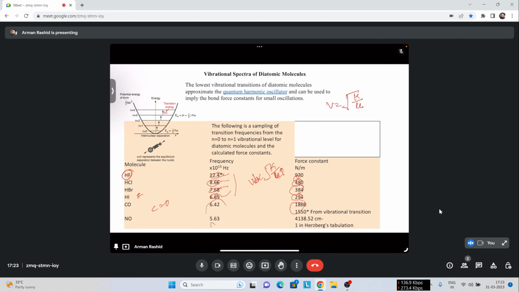That is the reason if we take hydrogen halides and go down the group, from fluorine to chlorine, the frequency decreases because the force constant also decreases and mu also changes. This force constant, through the vibration frequency, can tell us about the strength of a bond. From this we'll see that HF is the strongest bond, like 970, then HCl is a strong bond, then HBr, then HI. Then we have carbon monoxide, which has a frequency of 6.48 and a force constant of 1860, so it's a stronger bond as compared to the others.